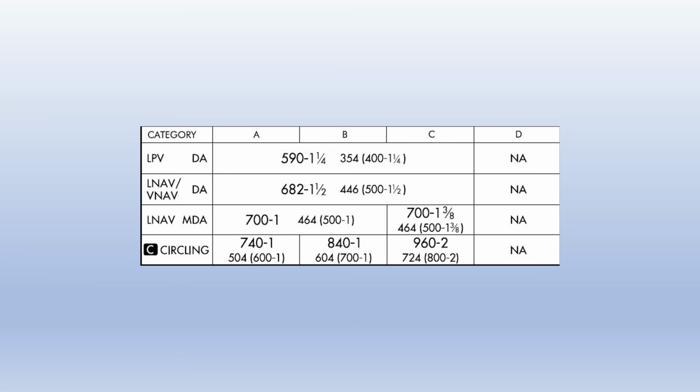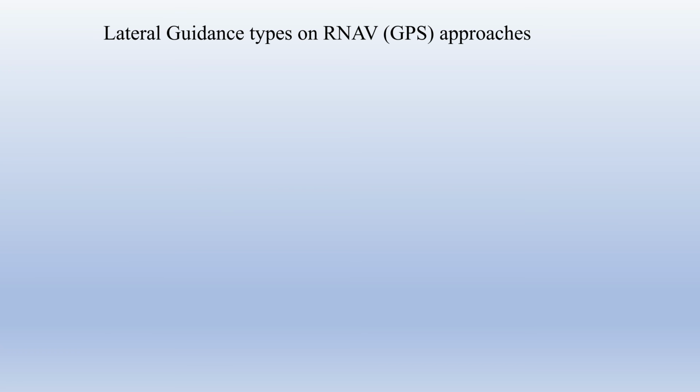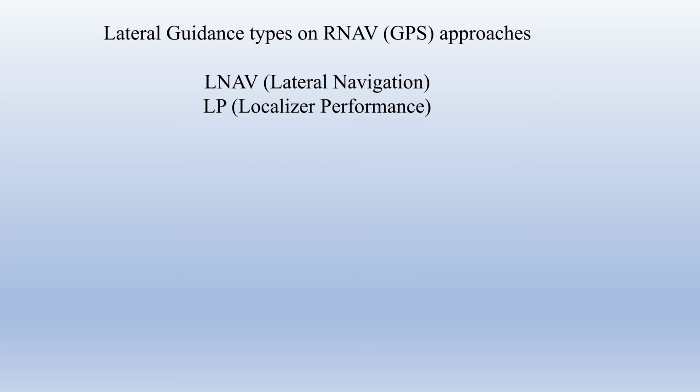These are references to the different kinds of lateral and vertical guidance you can utilize on the approach, with each different type of guidance having different minimums. Let's take a look at the types of lateral guidance we can utilize first. There are two types of lateral navigation we can get on an RNAV GPS approach: LNAV, or basic lateral navigation, and LP, or localizer performance.